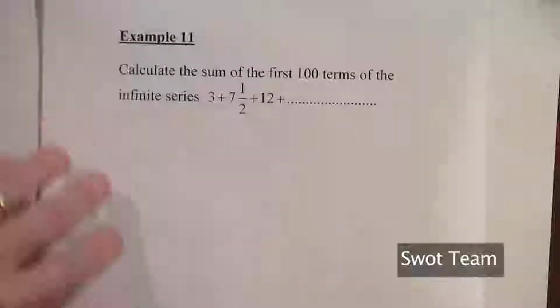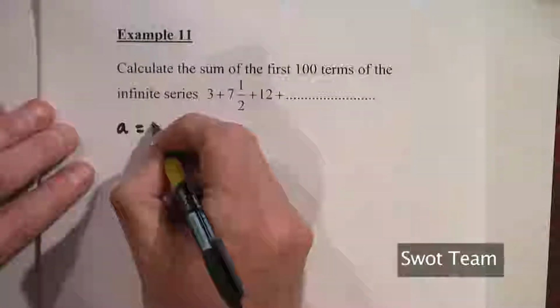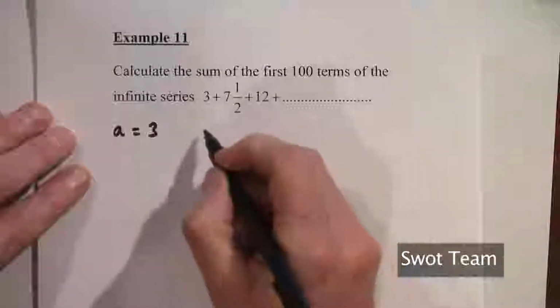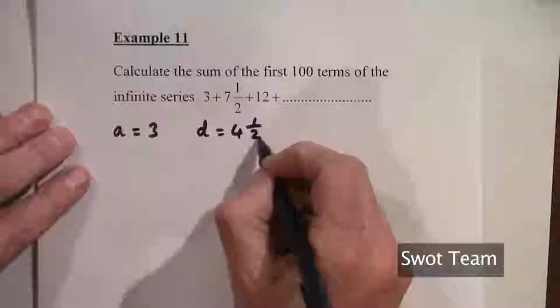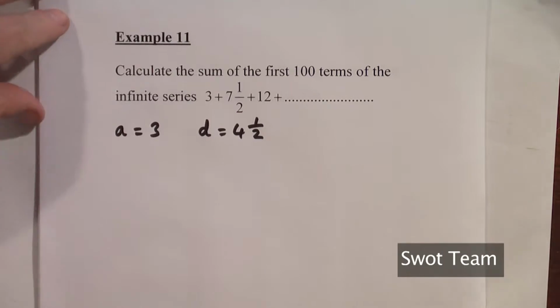Okay, so we look at the next example. Example 11. They're going to give you a series, and they're asking you to add up the first 100 terms. Now, what is the series? Well, clearly arithmetic, because the first term is 3. Now, what do we add on here? Well, what's 7.5 minus 3? The constant difference is 4.5. Remember, they did not tell you that this is arithmetic. You had to find that out. Be careful, it's not geometric, it's arithmetic. So now we keep adding 4.5. Check: 12 minus 7.5 is, of course, 4.5.